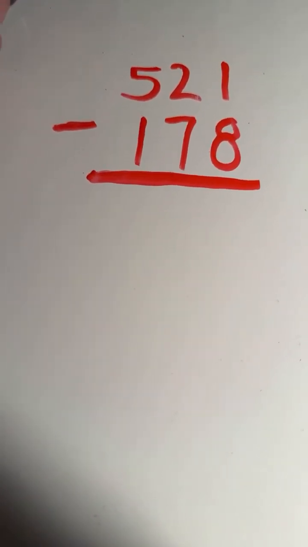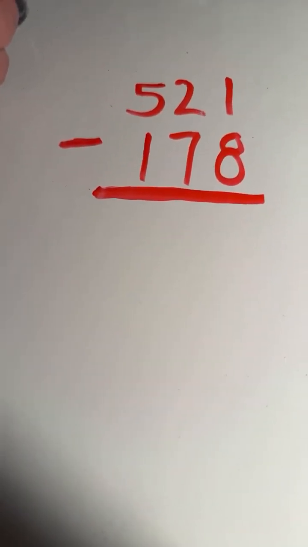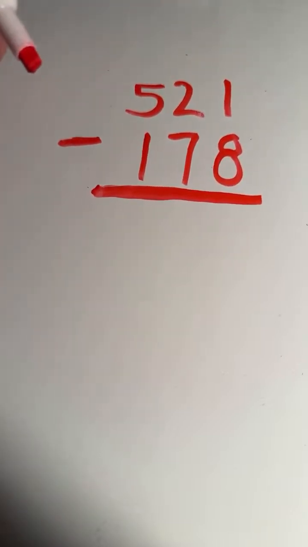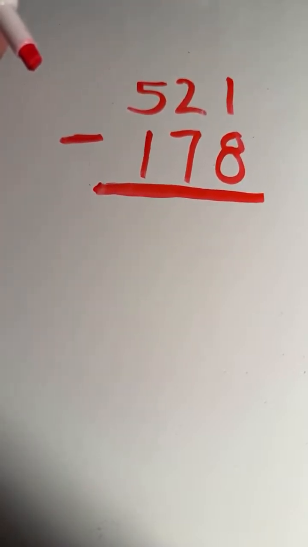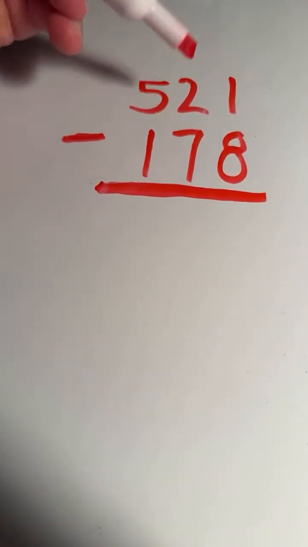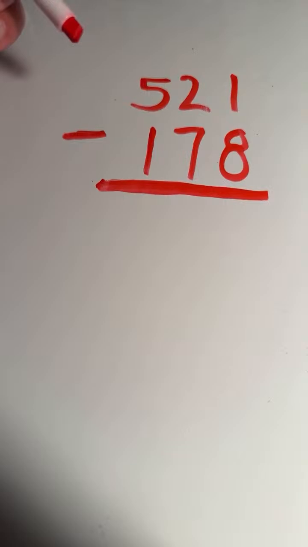So 521 minus 178. So step 1, we check if regrouping is needed, and it is. Regrouping is needed in the tens and the ones place, and we know that because the bottom digit is bigger in both the tens and the ones place. You can't start with 2 and take away 7, and you can't start with 1 and take away 8.